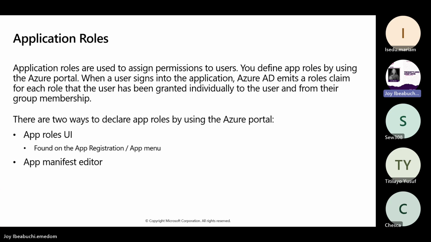Again, we've talked about this application role, right? You define application roles through the Azure portal. We've talked about how people will sign into the application. When you are publishing an application, you can also determine from the application UI, or through the app manifest editor, who can access this application.